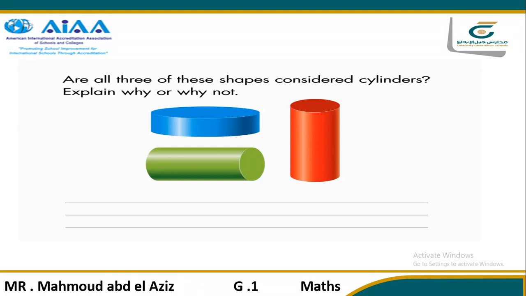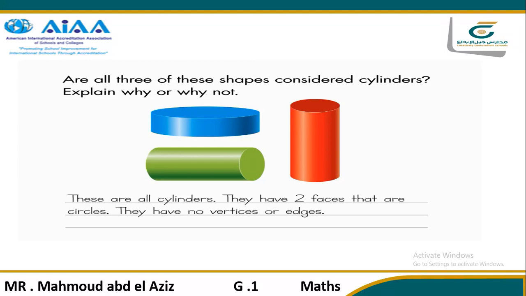To encourage students to think about the attributes of three-dimensional shapes, ask guiding questions such as, how many flat surfaces does each shape have? How many edges? How many vertices? What three-dimensional shape has these attributes? Listen and look for other students who explain that the figures are all the same kind of shape, a cylinder, because they each have two faces that are circles with no vertices or edges.